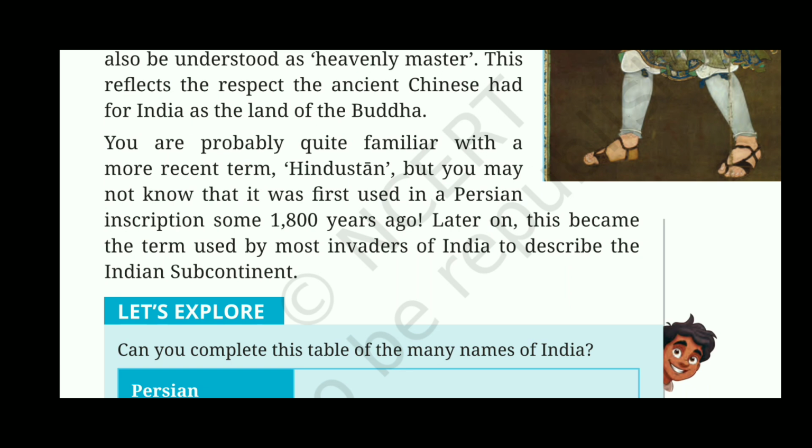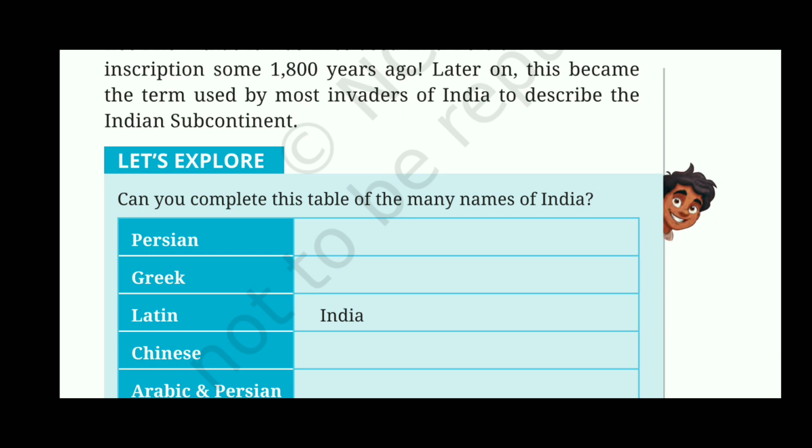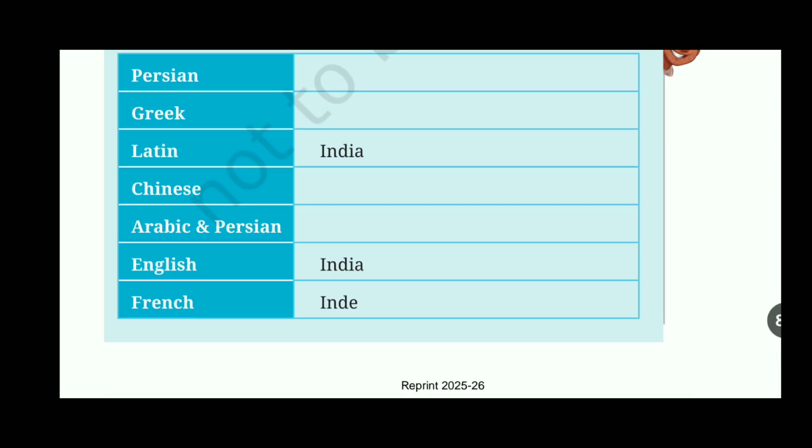You are probably quite familiar with the more recent term Hindustan, but you may not know that it was first used in a Persian inscription some 1800 years ago. Later on, this became the term used by most invaders of India to describe the Indian subcontinent. Let's explore. Can you complete this table of the many names of India? In Persian, in Greek, in Latin, it is India; in Chinese, in Arabic and Persian, in English, India; French; Hindi.